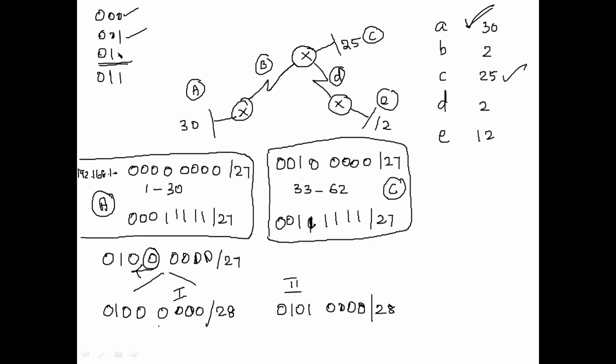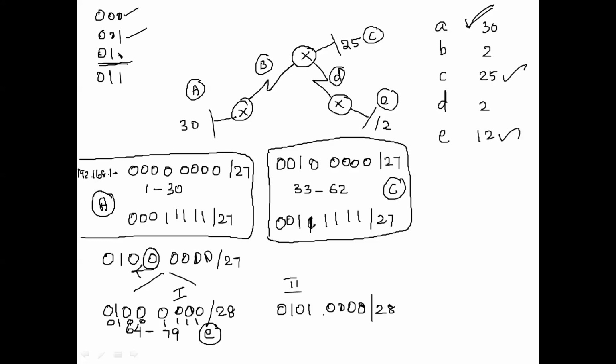Now if I write this in decimal, I'll get 64. And what will be the last IP? The last IP will be 0 1 0 0 1 1 1 1, which in decimal is 79. So this block, 64 to 79, I assign to E. So the E assignment is also done.